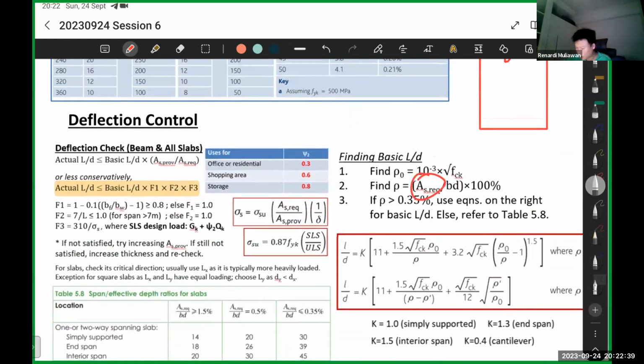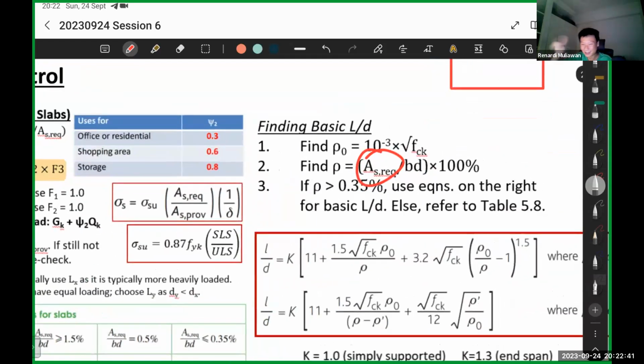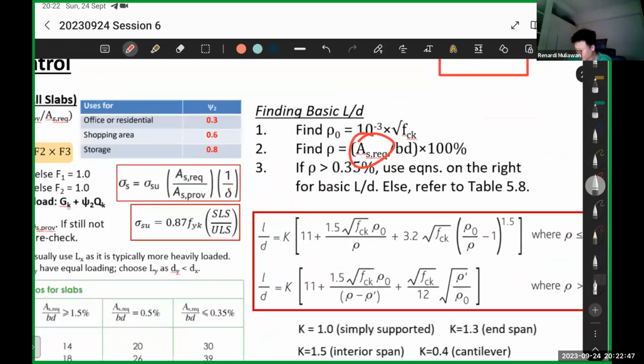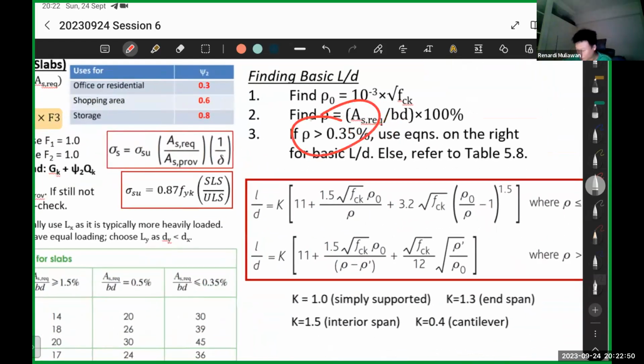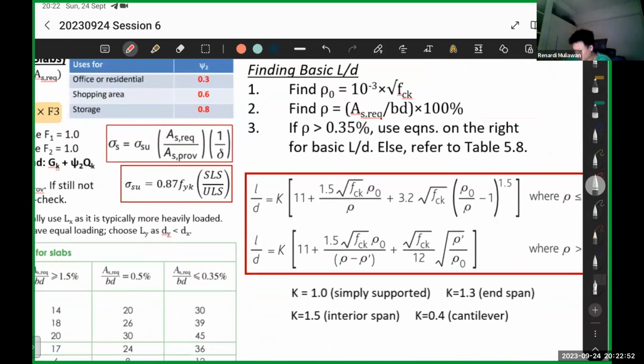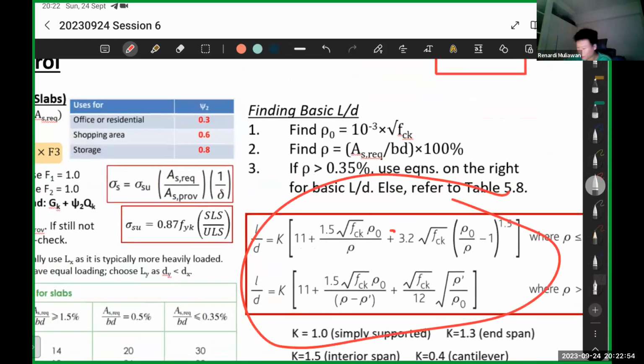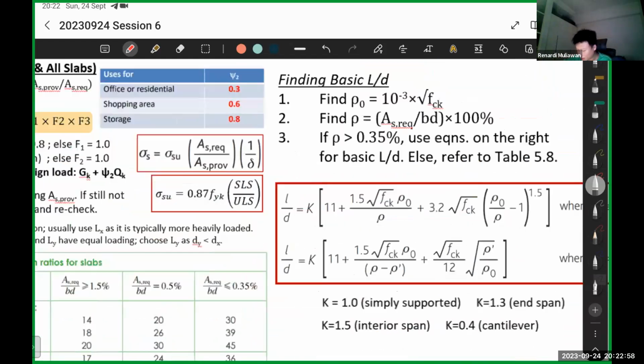So even though both symbols are rho, the two are a bit different for deflection and drag. So be careful with this. And then again, just follow the steps. If rho is bigger than 0.35%, use this equation. It's a very long equation. Otherwise, you just refer to table 5.8.